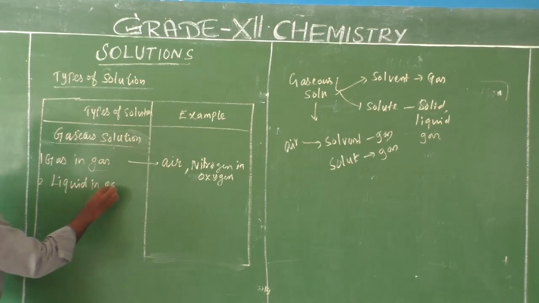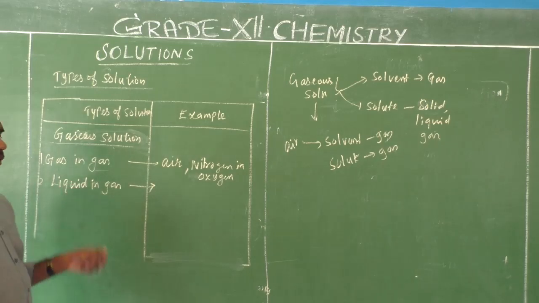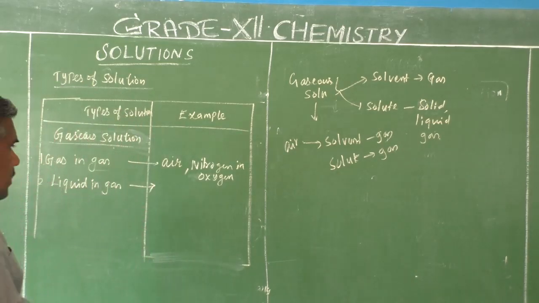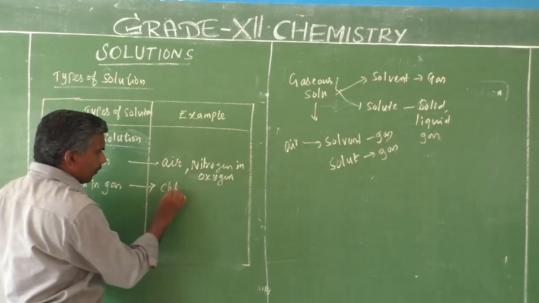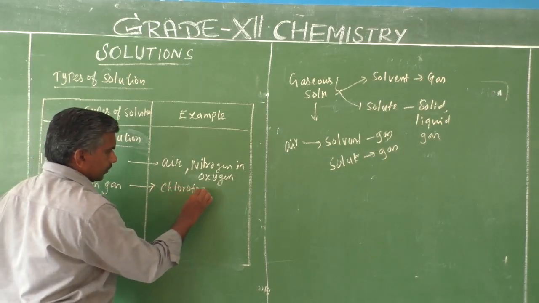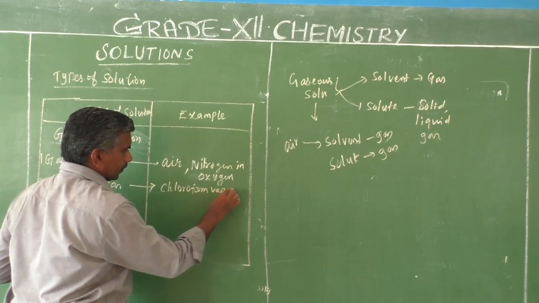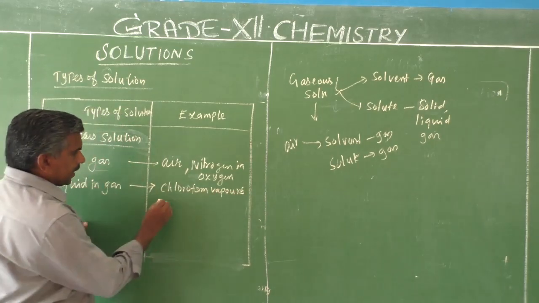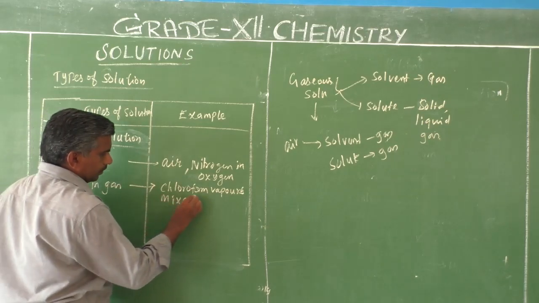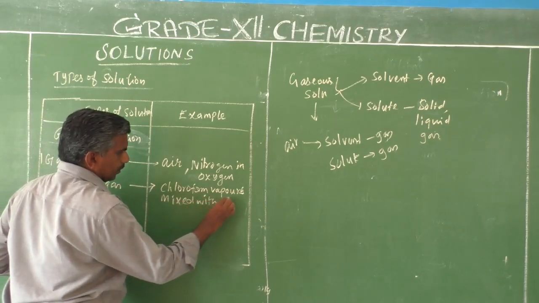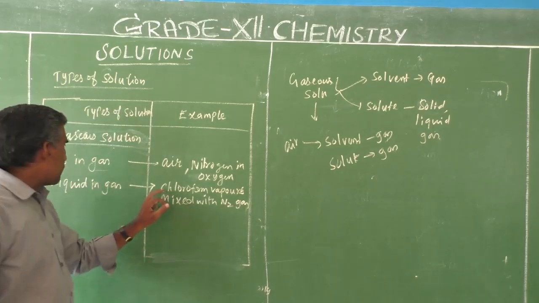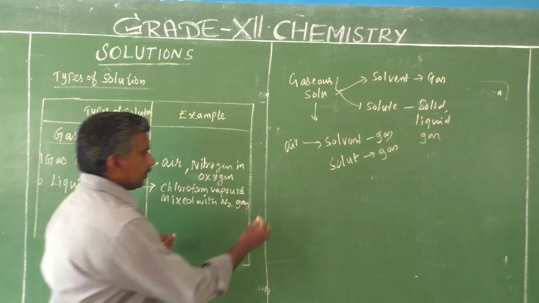Liquid in gas, that is, liquid present in a gas. Great example: chloroform vapor is present, mixed with the nitrogen gas. Here chloroform vapor. Vapor means what? Liquid condition. That is chloroform.